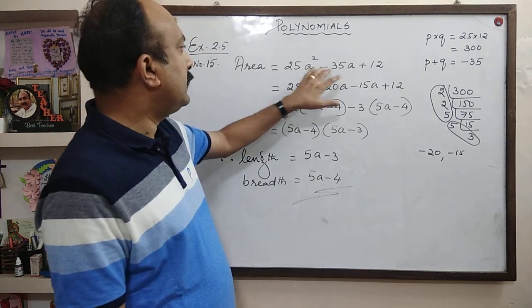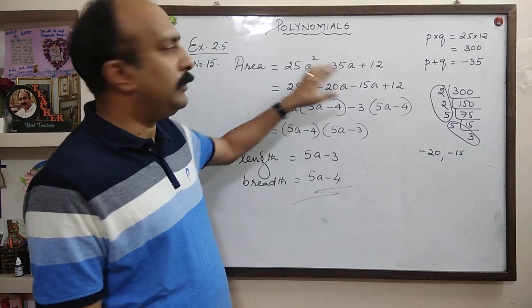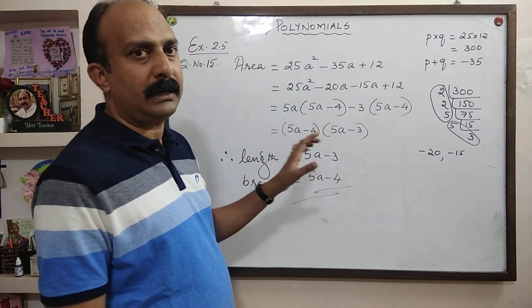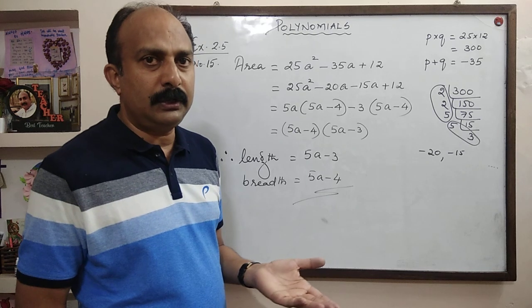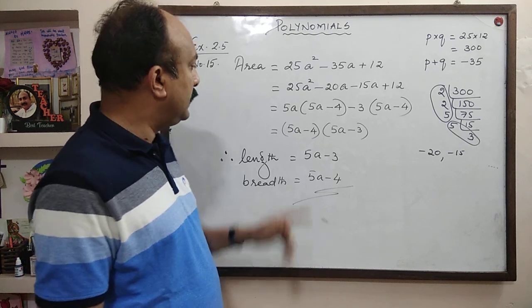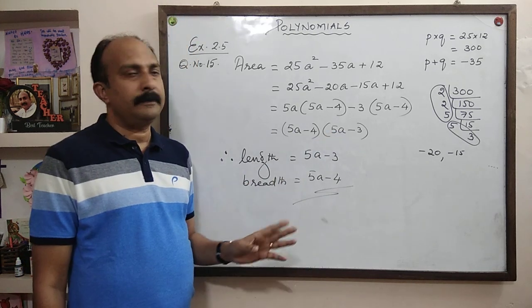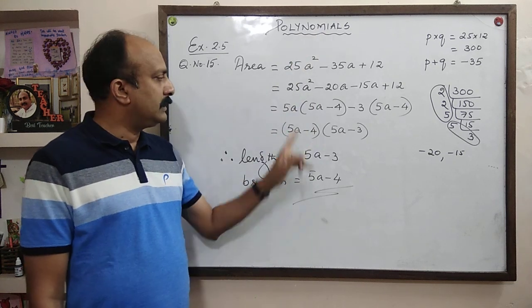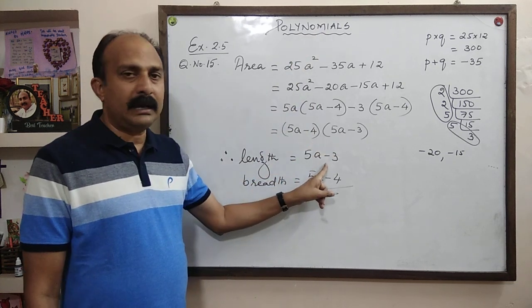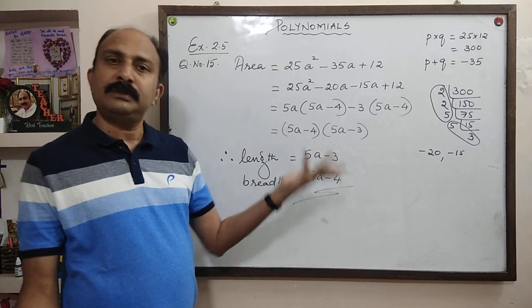You are given a quadratic polynomial as the area of a rectangle and you are asked to change it into length and breadth. We know that length into breadth is area. So simply factorize it. You will get two factors. The larger one is length and the shorter one is breadth.